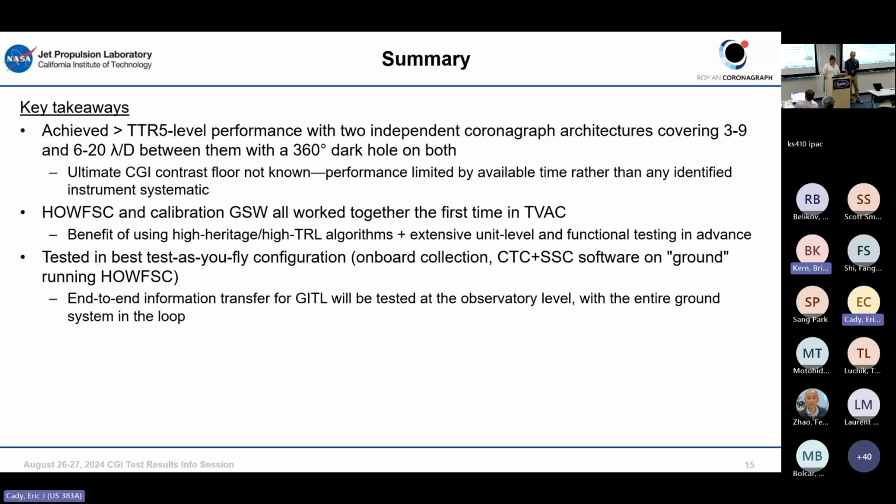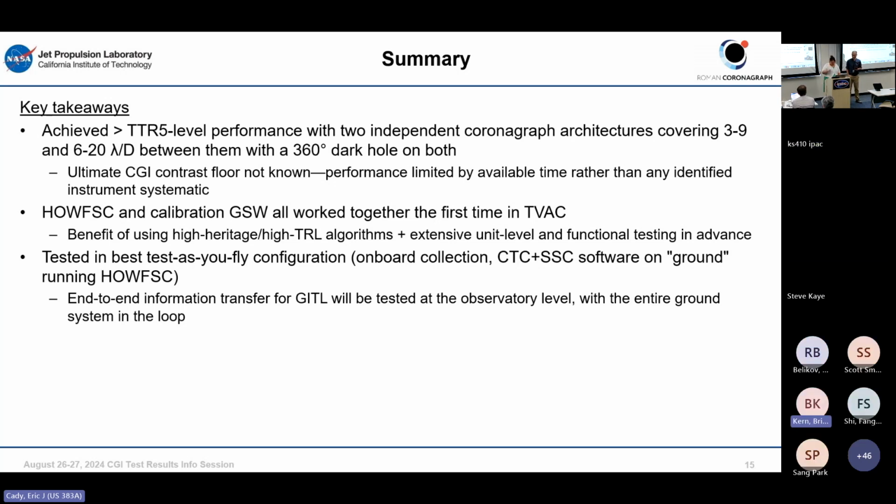And this all worked together the first time. Like we just went and did it. And so I can't really understate how great this was. And I think this is a real benefit that we did a lot of tech maturation. We pulled these things forward. These things had high heritage at the point we were using them, and we did a lot of unit testing and functional testing and just advanced work, including writing requirement structures around them and verifying those requirements, to make us believe that the things we wrote would work, and they did, and it really did pay off.